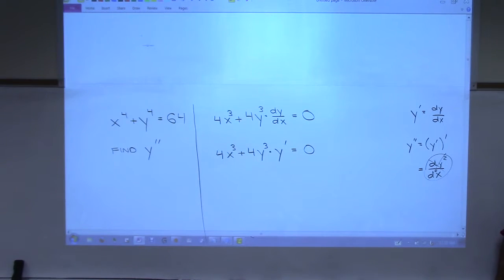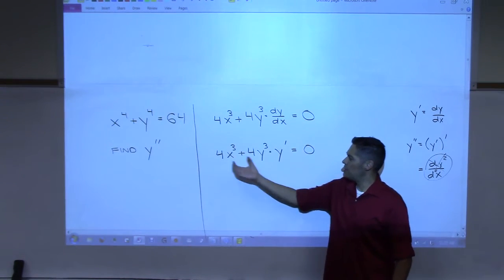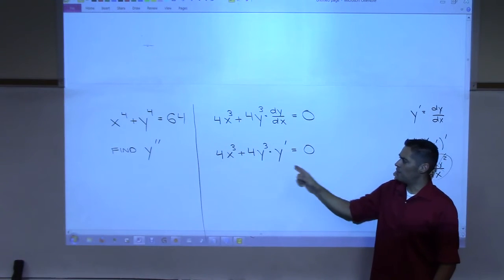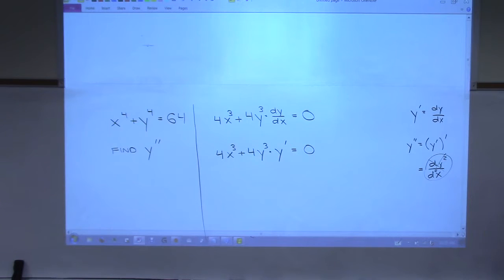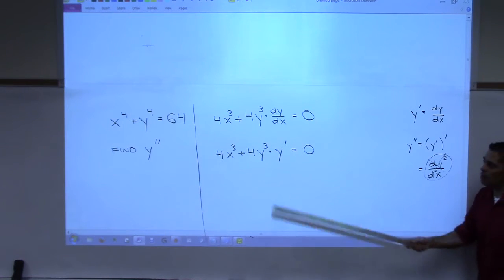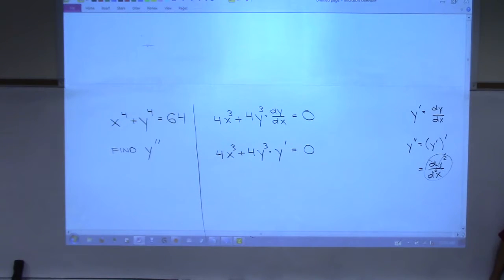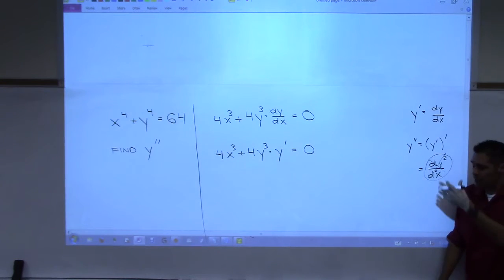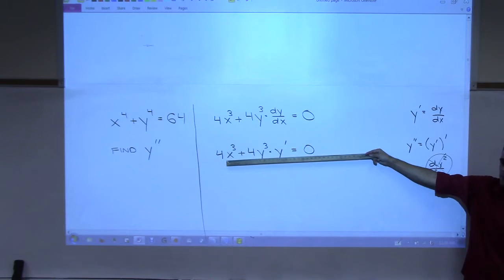All right. Now, I could right now solve this for y prime, couldn't I? I could take this term to the other side and then divide through by 4y cubed, and I would have y prime isolated. And I'd be done if that's what I wanted, but I want the second derivative, right? So what I'm going to do right now is keep in mind that I can solve for y prime, but because I'm trying to get y double prime, I'm going to take the derivative again right now, just as it appears.